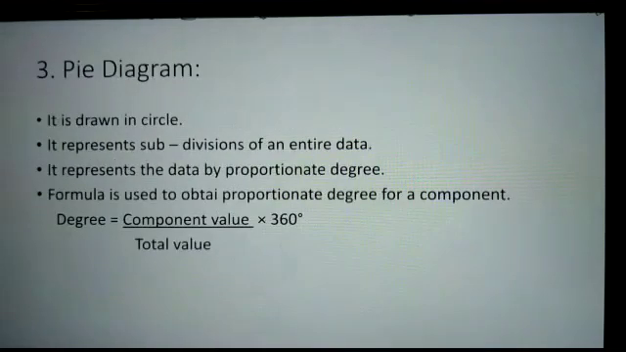In our last series of diagrams, we have the pie diagram. Division of a circle in degrees represents the pie diagram. A pie diagram is drawn for similar type of data for which the bar diagram can be drawn. In other words, a diagram which is drawn by representing subdivisions of an entire data in proportionate degrees with the help of a circle is a pie diagram. The formula for the pie diagram is degree equals component value upon total value multiplied by 360.